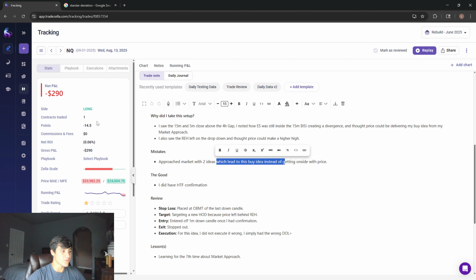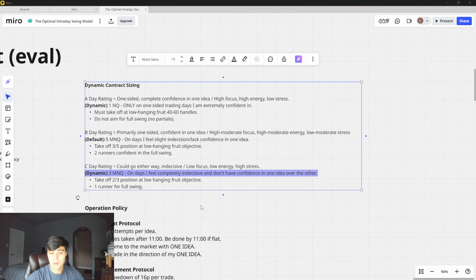So now I'm able to differentiate the quality of trading days that I'm having based on how I feel in my market approach, based on how I feel in terms of focus, based on how I feel in terms of energy and stress. And that's going to determine my risk size on the eval for that day. Makes sense? It's pretty logical, I think.